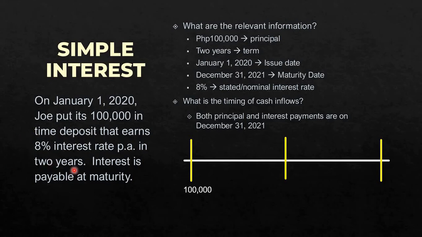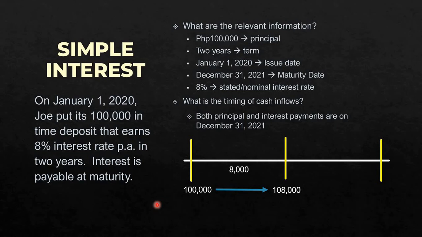So, since ang interest rate natin is 8%, so, ito yung rate, then ang ating principal is 100,000 and ang ating year is 12 months or 1 year. So, ang interest natin for 2020, which is yung first year of the time deposit, is 100,000 pesos times 8% times 12 over 12, or just simply 100,000 times 8%. So, that is 8,000 pesos. So, by the end of the first year, 2020, ang time deposit natin has now a value of 108,000 pesos. And yung 108,000 pesos includes yung principal at yung interest na 8,000 pesos.